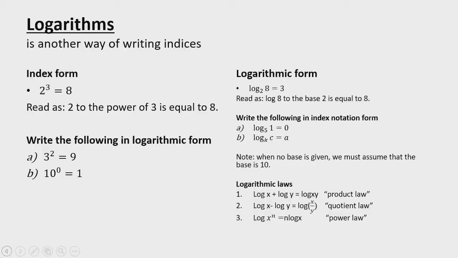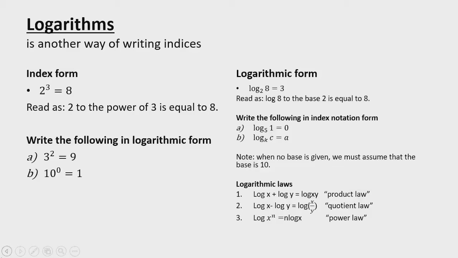Then we come to logarithms. Logarithms is another way of writing indices. So we have the index form and the logarithmic form, as you can see there. In index form, you read it as 2 to the power of 3 is equal to 8, and in logarithm we read it as log 8 to the base of 2 is equal to 3. You must know how to switch between writing numbers in logarithmic form and in index notation form.